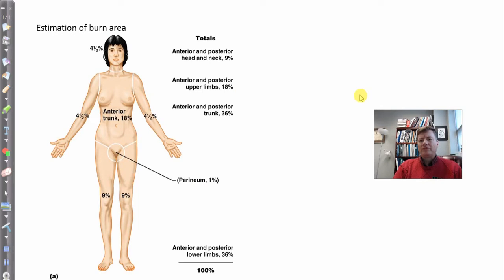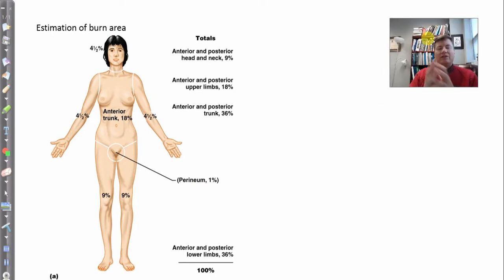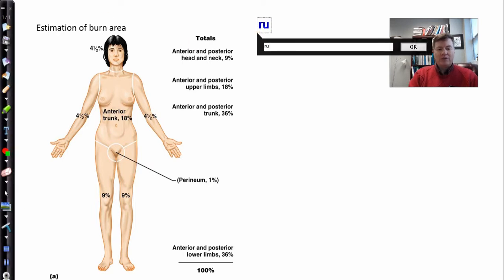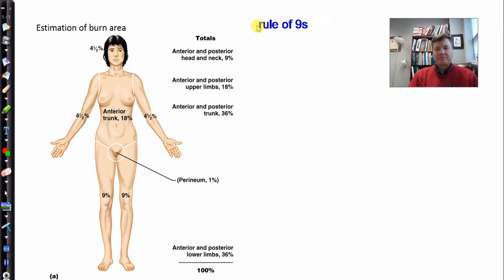So how do we estimate burn area? When we talk about determining how much of someone's skin was burned, there is a simple rule we can use for adults called the rule of nines, and it was mentioned on the first slide. Let me go ahead and put it back here. So the rule of nines is actually what you're seeing as a way of estimating burn area.